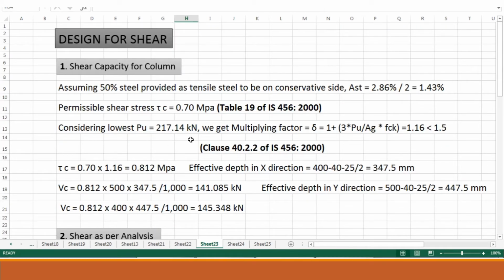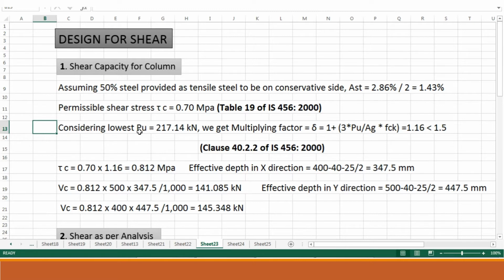Now once we have done this, we are going to design the column for shear. What is the shear capacity of the column? Assuming 50% steel is provided as tensile steel to be on the conservative side, AST would be 1.43, because we have provided the longitudinal steel as 2.86%. Now the permissible shear stress as per IS 456, for 1.43% steel and FCK being 20, tau C would be 0.7 megapascal.